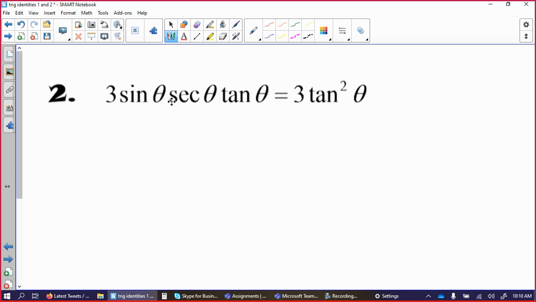All right. 3 sine theta secant theta tan theta equals 3 tan squared theta. So I see a whole bunch of stuff here.